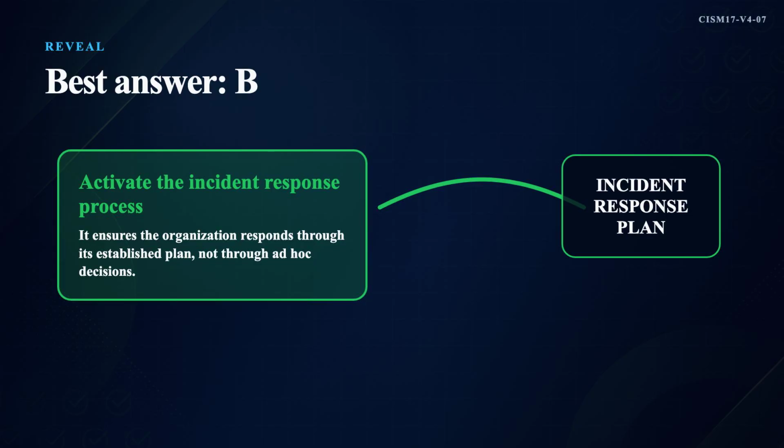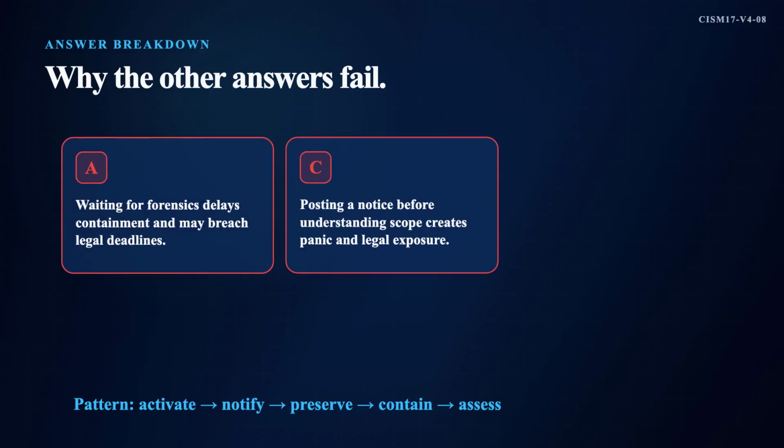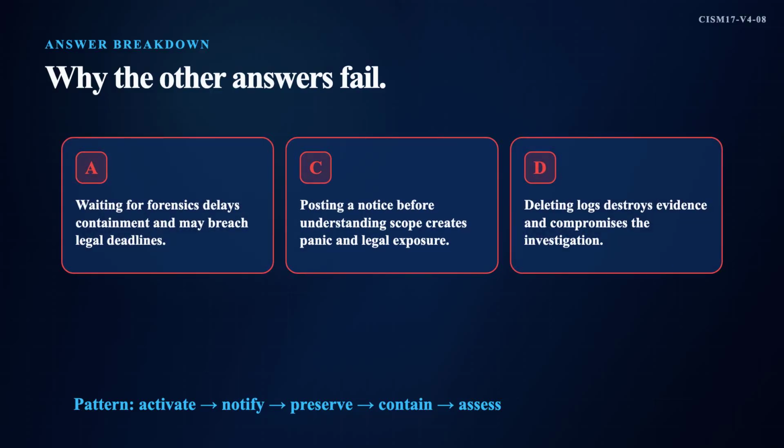It ensures the organization responds through its established plan, not through ad hoc decisions. Security does not disappear from the response. Security activates the process, coordinates the team, and drives accountability. But the plan, not the individual, dictates the response. Why are the other choices wrong?